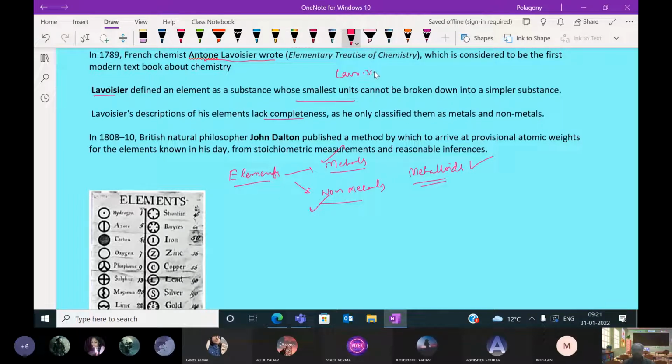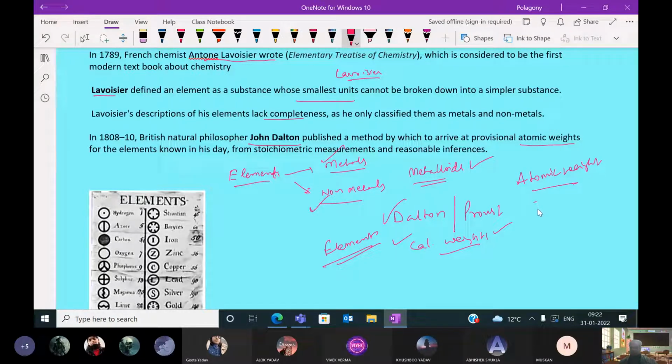After that, the scientific experiments were conducted by the scientist John Dalton, who calculated the atomic weights of the elements. Along with Dalton, another scientist, Proust, also did this. These two scientists calculated the atomic weights of the elements based on stoichiometric proportions. The atomic weights of the elements were calculated scientifically for the first time by Dalton and Proust, and they got the atomic weight data of the elements.